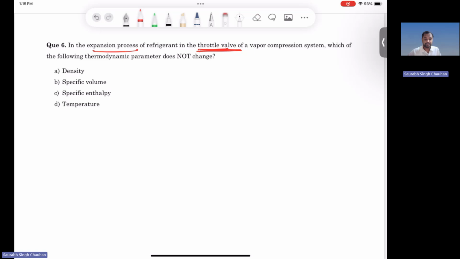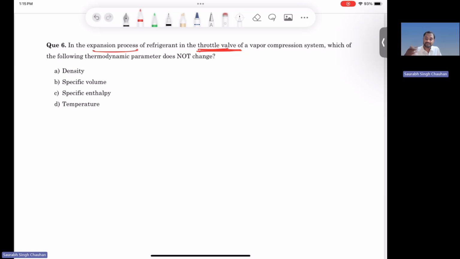Specific volume, specific volume will increase, right? If you have, let us say, 1 kilogram of something and you are expanding that, then specific volume will increase, right? That is the meaning of expansion. So again, the volume is also increasing, that is also not constant. So it is changing. Temperature, what about temperature?